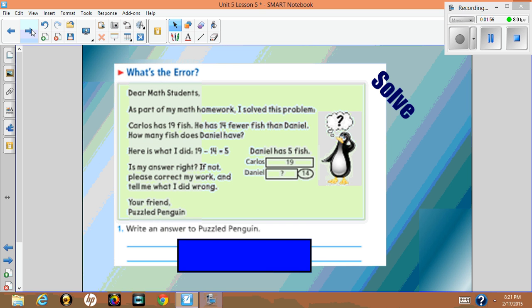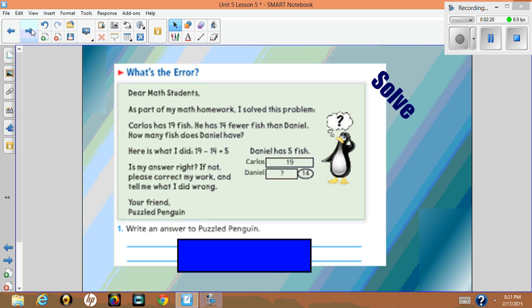Our friend Puzzle Penguin has a problem and we need to help him with it. "Dear math students, as part of my math homework, I solved this problem. Carlos has 19 fish. He has 14 fewer fish than Daniel. How many fish does Daniel have? Here's what I did. 19 subtract 14 equals 5. Is my answer correct? If not, please correct my work and tell me what I did wrong."